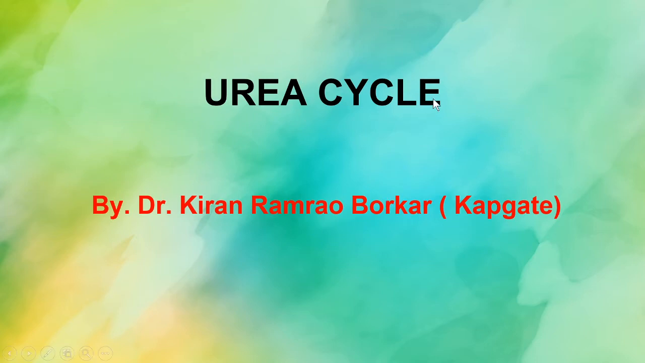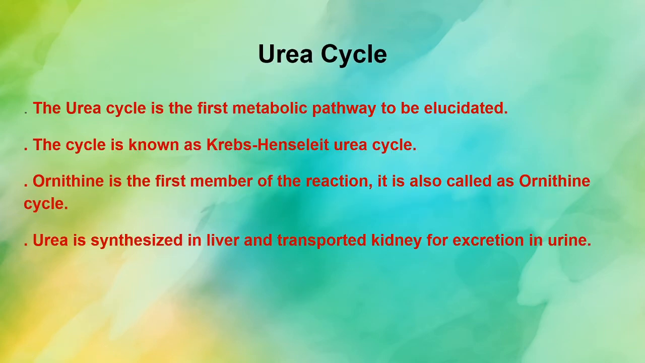Today I am going to discuss the urea cycle. What is the urea cycle? The urea cycle is the first metabolic pathway to be elucidated. The cycle is known as the Krebs-Henseleit urea cycle. Why is it called the Krebs-Henseleit urea cycle? Because the cycle was described by Krebs and Henseleit.